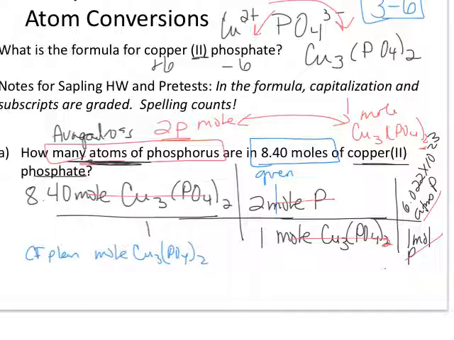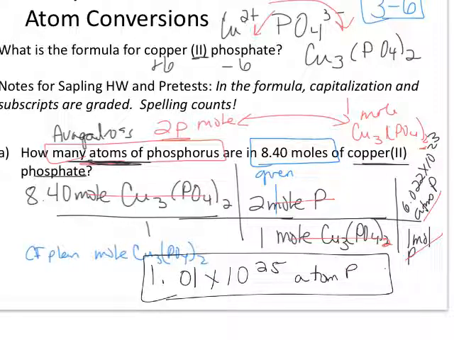So you put that in your calculator, 8.40 times 2 times 6.022 times 10 to the 23rd, and your final answer will be 1.01 times 10 to the 25th atoms of phosphorus. Notice that since our given has 3 significant numbers, our answer has 3 significant figures.